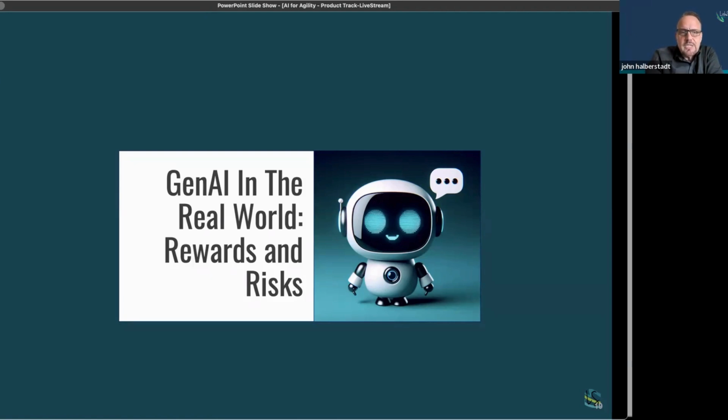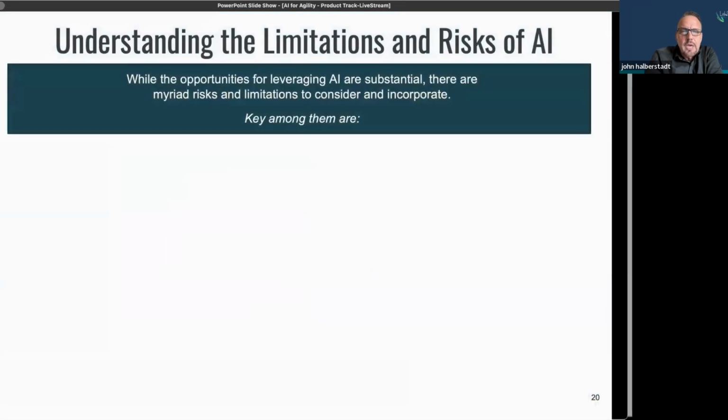But we want to make sure that we're using these tools responsibly. So let's talk about the real world and some of the risks that we want to be prepared for. So again, use the tools, but like any other powerful tool of any sort, doesn't have anything to do with technology, any powerful tool, we want to use it responsibly and thoughtfully. So the opportunities are substantial, but there are lots of risks and limitations to consider and to incorporate in how you use these tools responsibly.